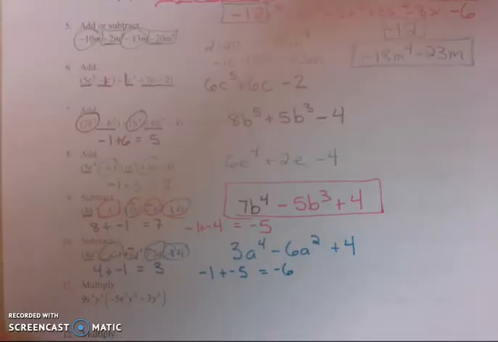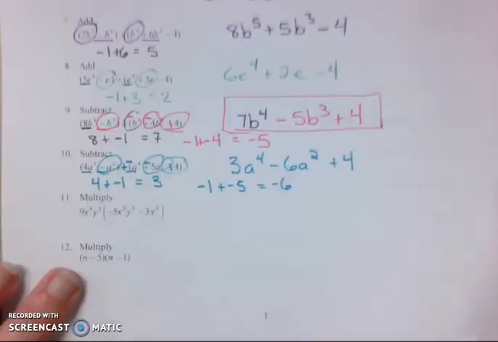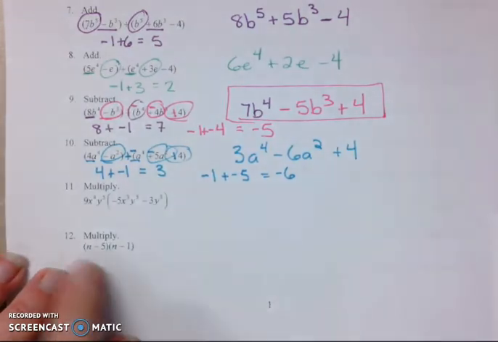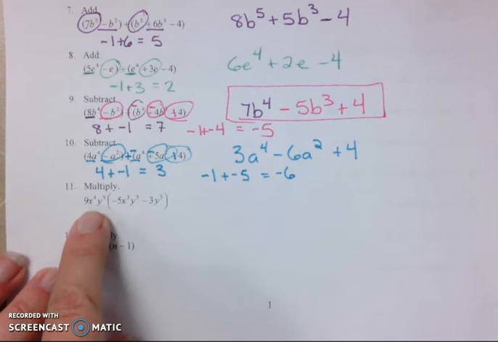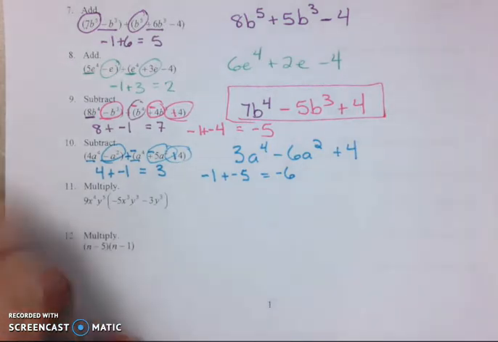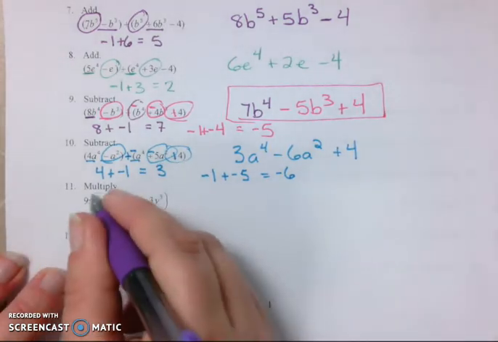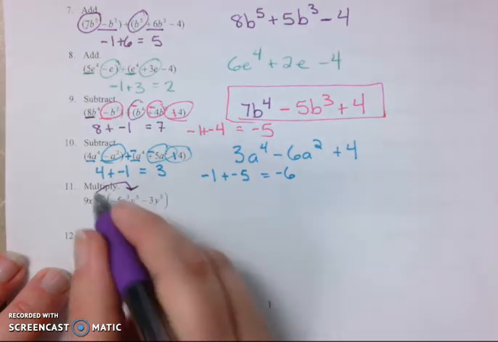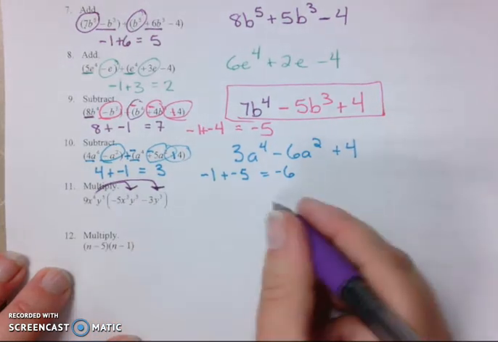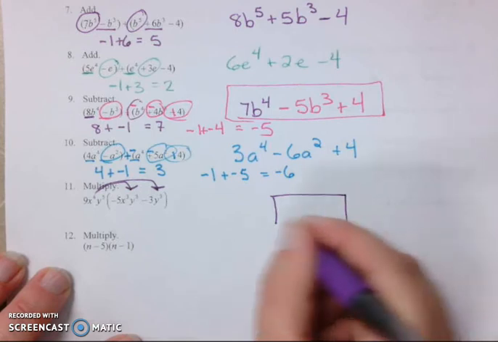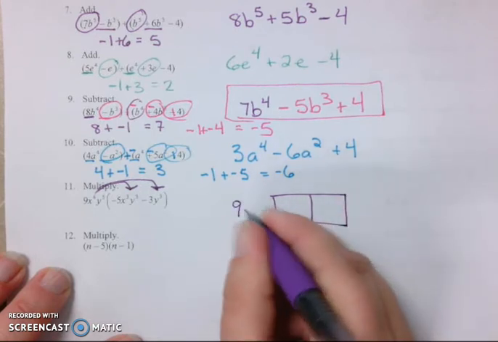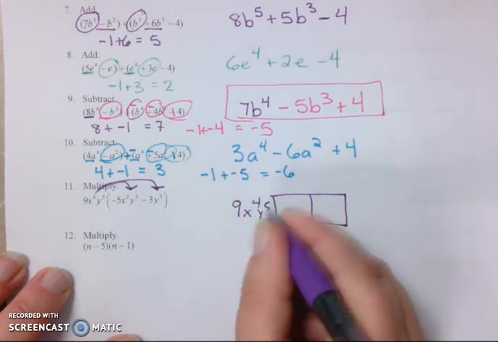Now multiplication, we learned the box method. But you only need to use a box method if you have more than one term on both of these. So 11, you don't have to use the box method. This is all one term. You can just use distributive property, multiply that, and multiply that. If you want, you can do a 1 by 2 box. So you have this term here, and then inside here.